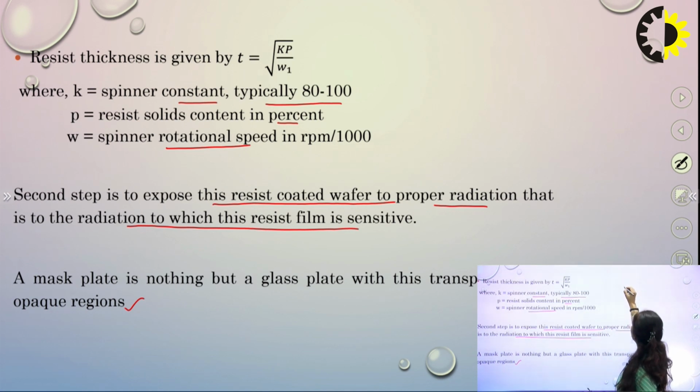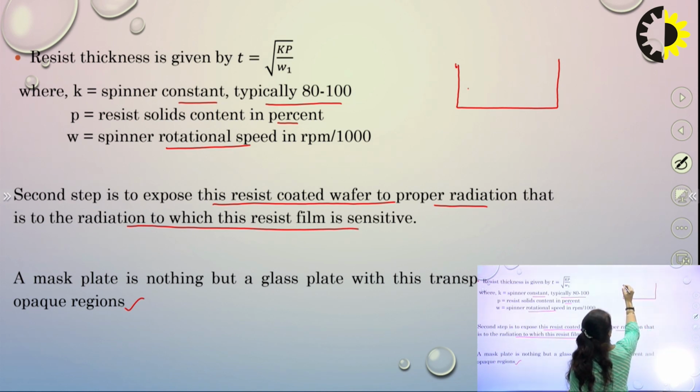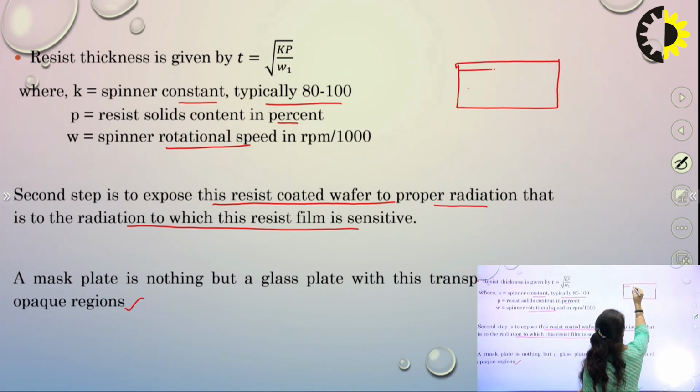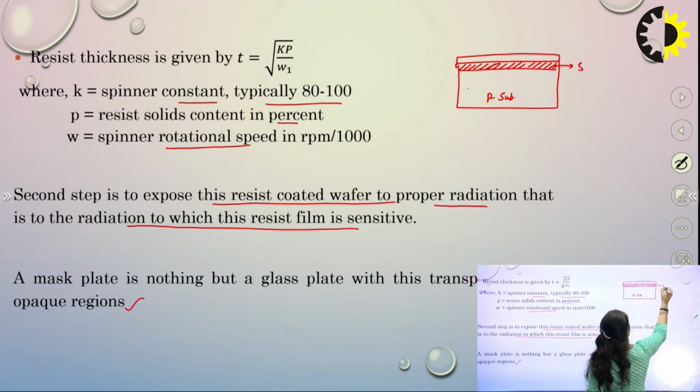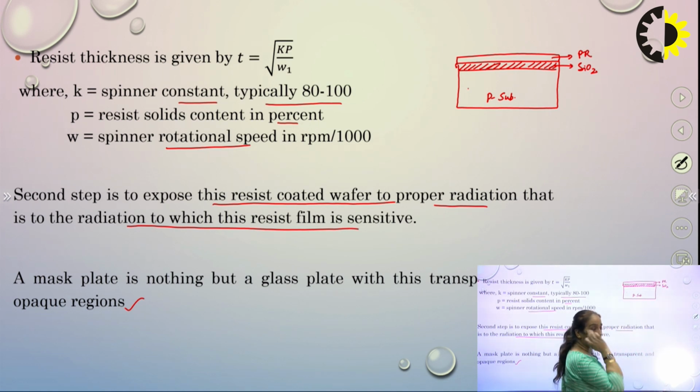For example, I am taking the same example again and again so that you have a better understanding of the same device. We have this P-type substrate, then over this PR will be applied. We have this SiO2, PR will be applied, right? And over this we are going to apply the mask.